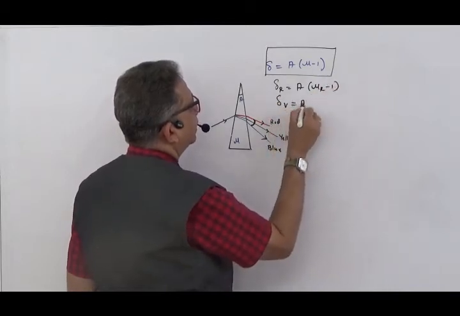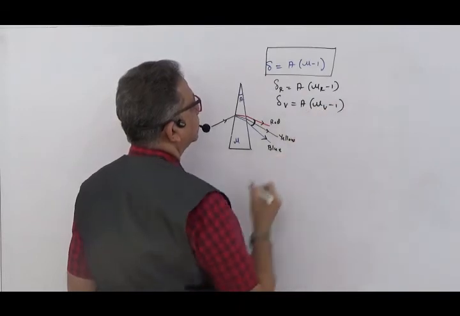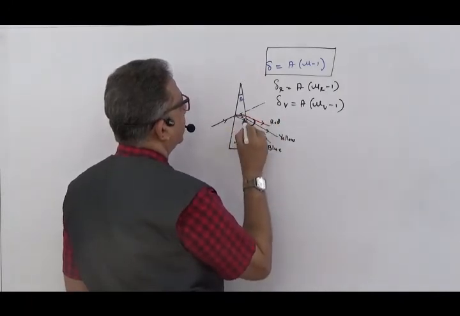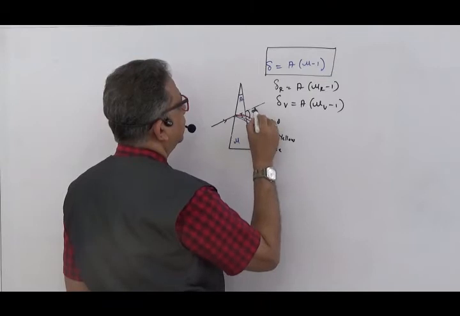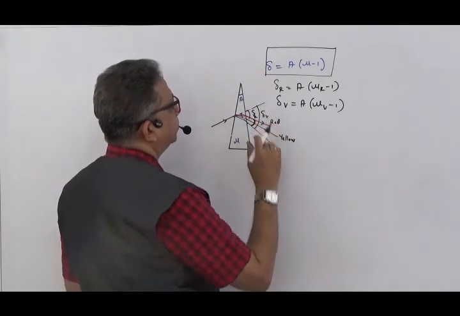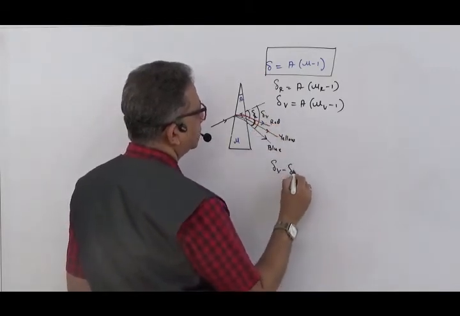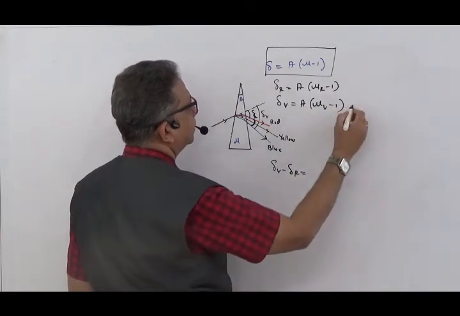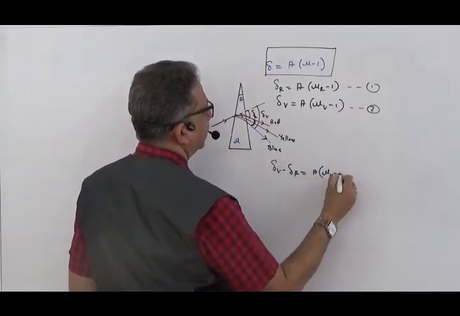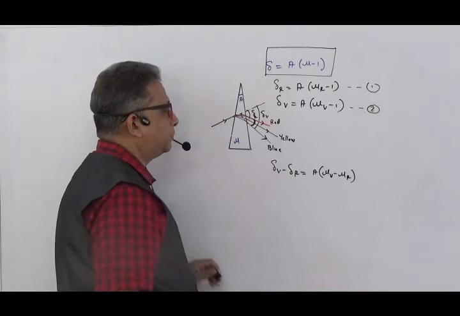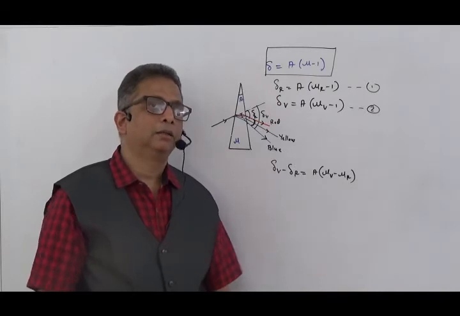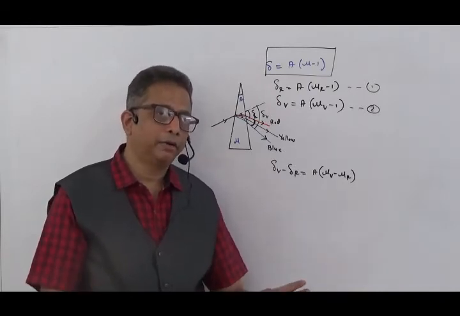Deviation of violet can be written as A(μ_violet − 1). So this is the angle of deviation of red and this is the angle of deviation of violet. What is the angle between red and violet? That will be the deviation of violet minus the deviation of red. If you subtract this equation from this equation, you will get A(μ_violet − μ_red). This expression is called angular dispersion, that is, by how much angle the red and the violet are separated from each other.